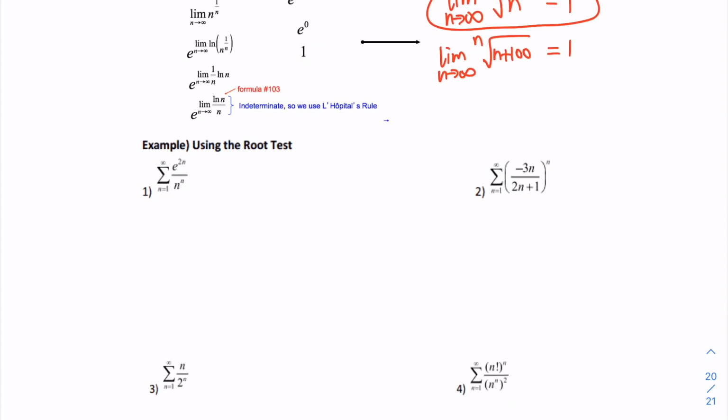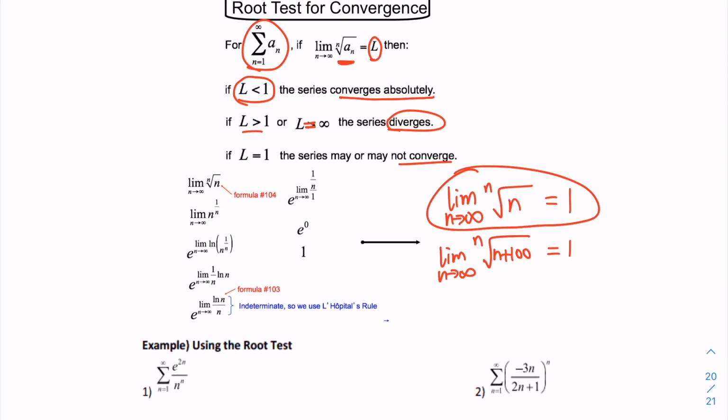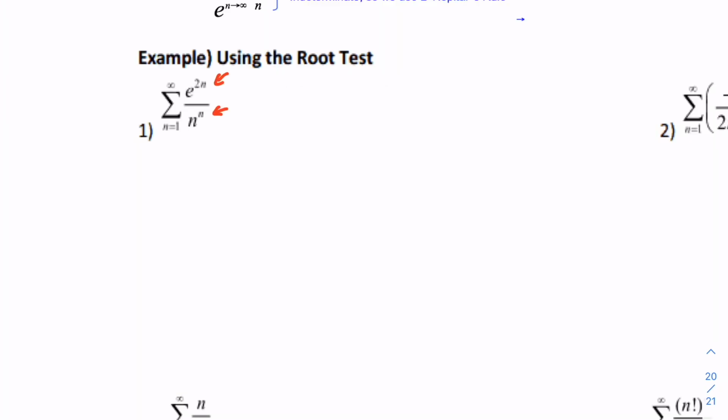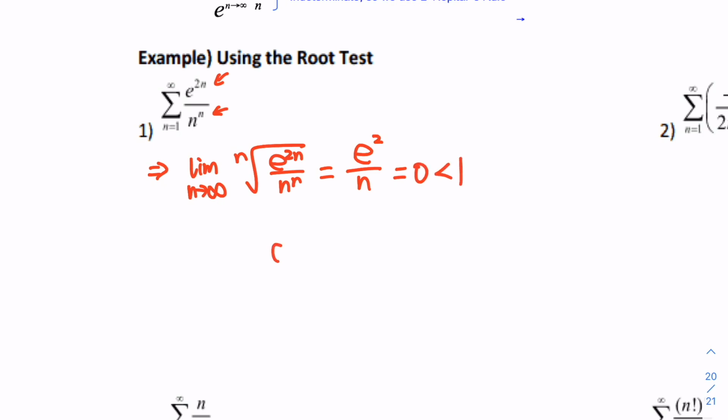For example, in which cases are we going to use the nth root? If we have something to the nth power, it's much easier to solve using the nth root test. So this will be equal to the limit as n goes to infinity. The nth root of this will be e to the 2 over n. As n goes to infinity, which is 0, less than 1, so it converges.